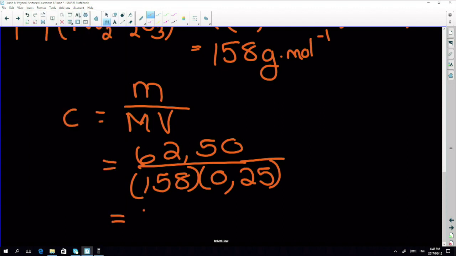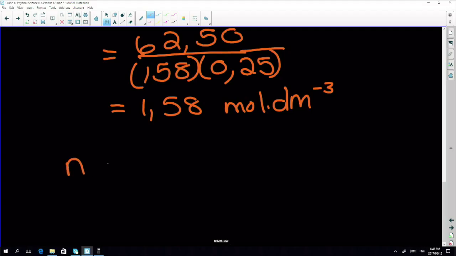1.58. Okay. Now, that's the concentration of the sodium thiosulfate solution that I made right at the beginning. But I didn't use all of this. They only used 10 centimeters cubed of this solution. And what I need is to know how many moles that relates to. So, number of moles is concentration times volume.